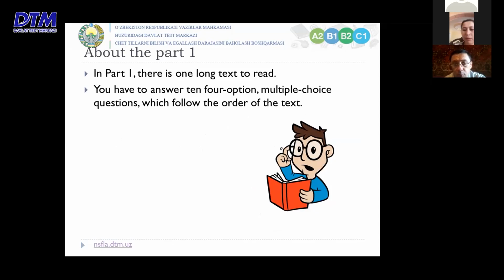About part 1. In part 1, there is one long text to read. You have to answer 10 4-option multiple choice questions, which follow the order of the text.